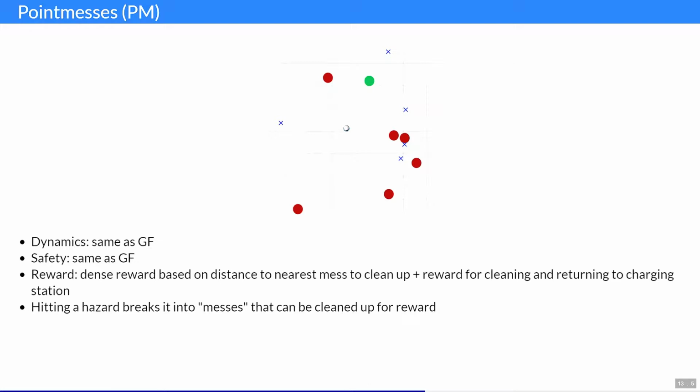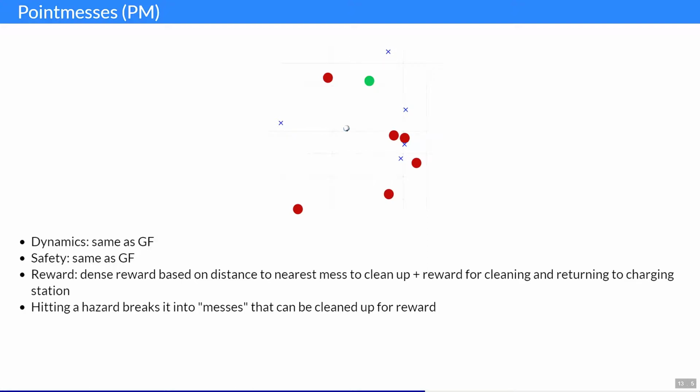And what's interesting about this environment is that colliding with any of the red obstacles, rather than ending the episode, will result in the obstacle breaking and releasing a number of small point messes around the obstacle location that can be cleaned up for reward. So this environment has a sort of reward hacking behavior that the agent can take, where it can purposefully create more mess in order to be rewarded for cleaning up that mess. So here we see that enforcing a safety constraint can help prevent that type of reward hacking behavior.